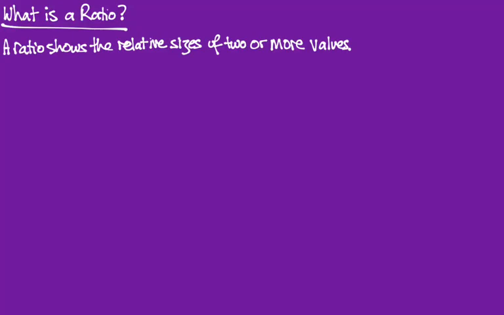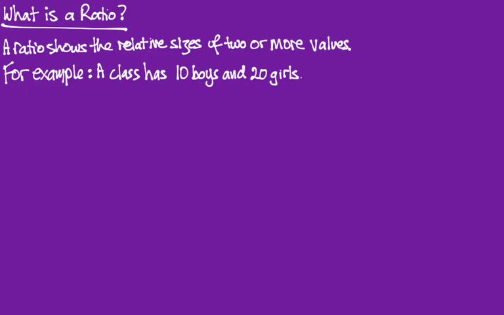In this lesson we're going to look at what is a ratio. A ratio shows the relative sizes of two or more values. For example, let's say we've got a class with 30 students in it, there's 10 boys and 20 girls. We could write a ratio of boys to girls.